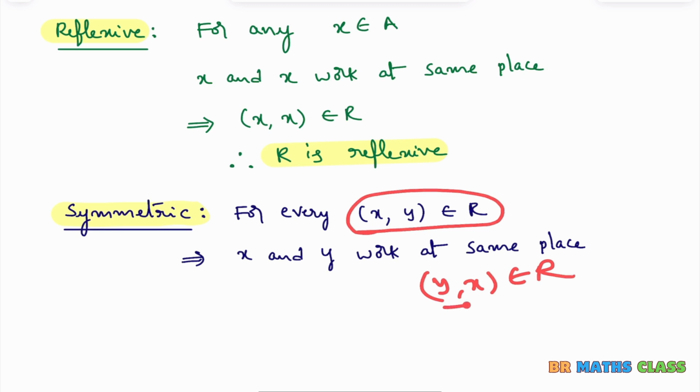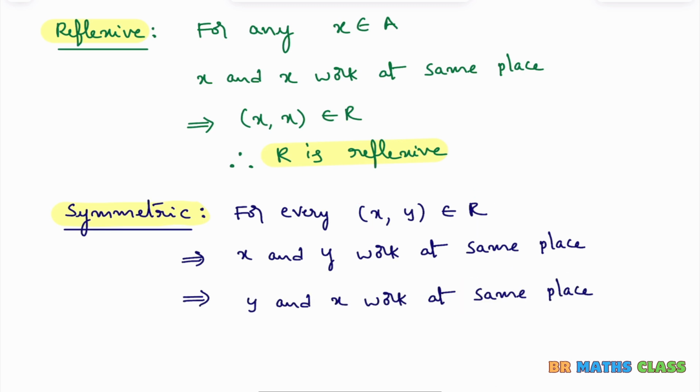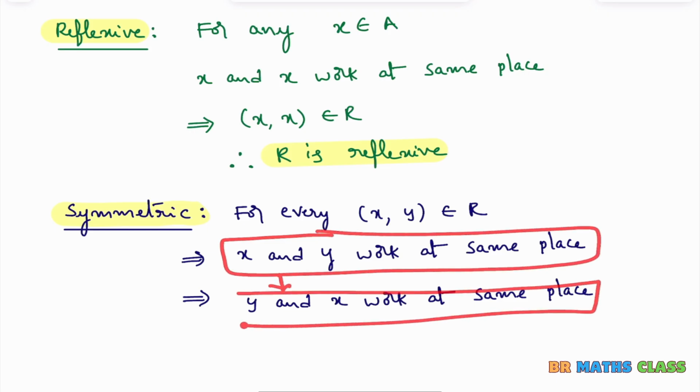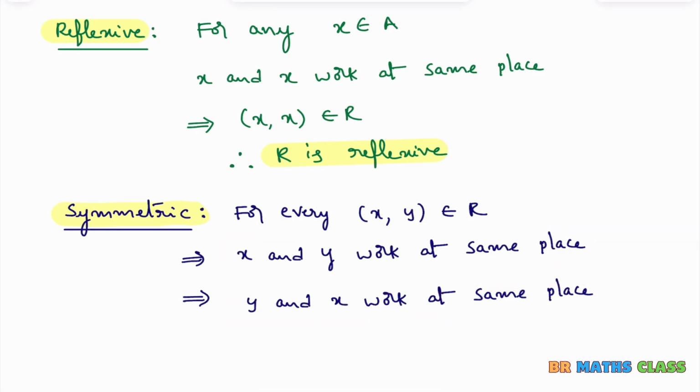When (y, x) belongs to this relation, if y and x work at the same place. If x and y work at the same place, from that, can I say that y and x also work at the same place? It's a simple thing. No need to think much about these things. X and y work at the same place. Obviously, y and x also work at the same place.